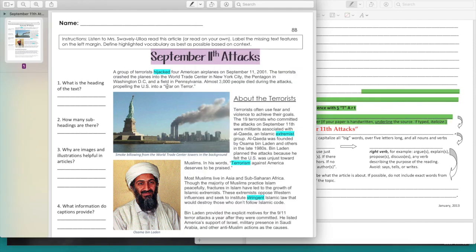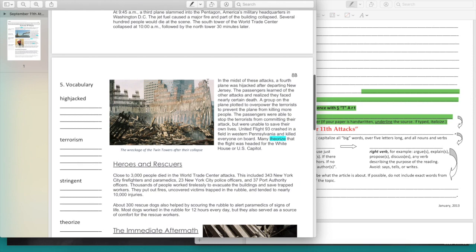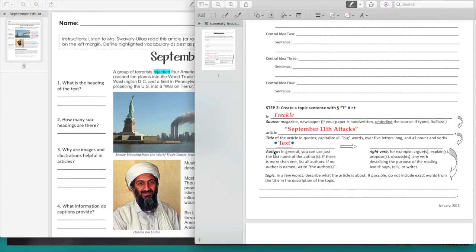Let's go back and see, do we have an author identified? And we do not have an author identified. So here's what it says. Author. In general, you can just use the last name of the author. If there's more than one, we're going to list all of them. If no author is named, we're going to write the author. So that's what we're going to do.